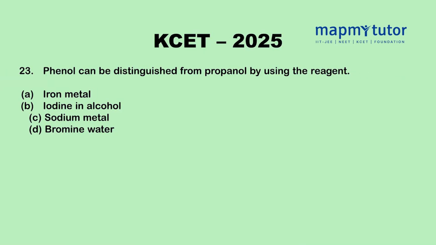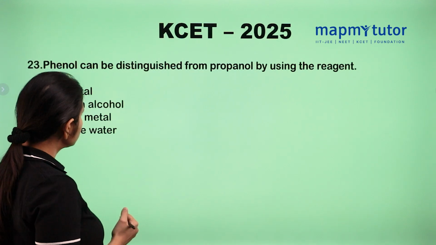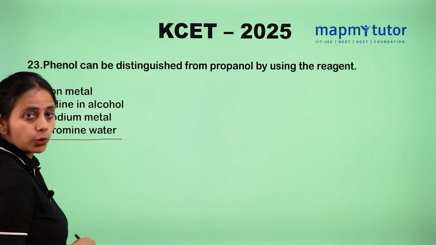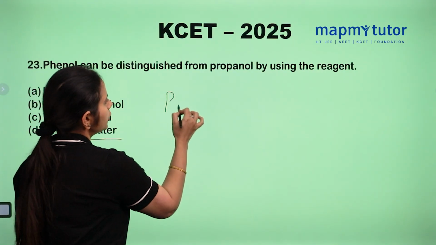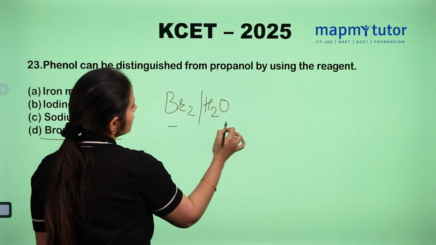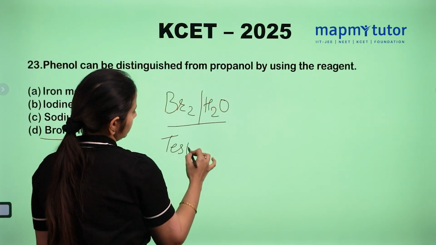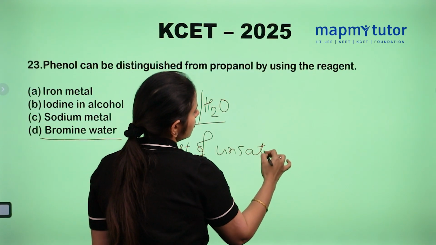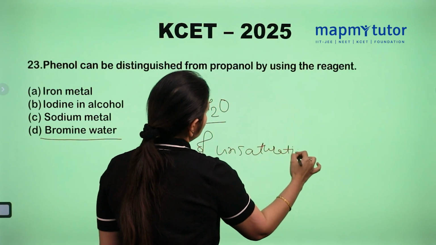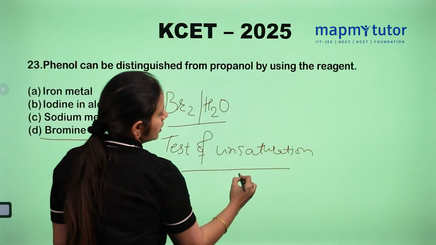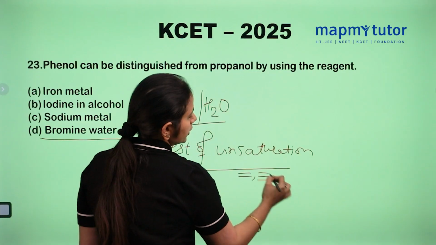Phenol can be distinguished from propanol by using which reagent? This is very famous. This is with the help of bromine water. What will bromine water do? This bromine water is used for the test for unsaturation. Unsaturated compounds, or special compounds such as phenol, also react. Unsaturation means compounds containing a double bond or triple bond.